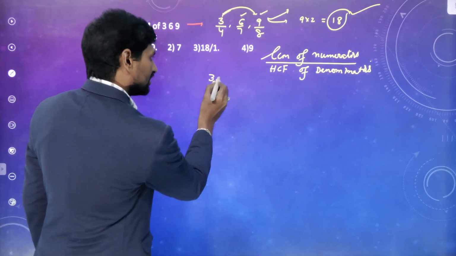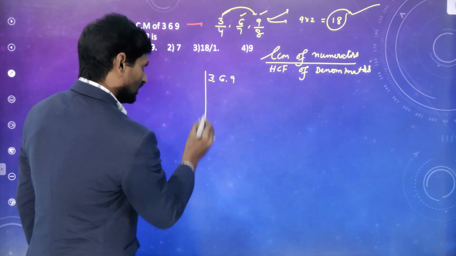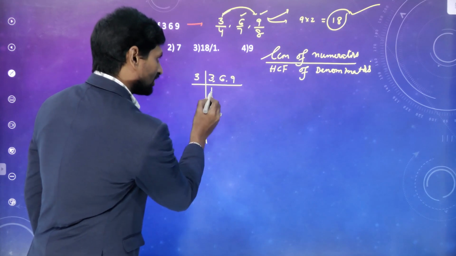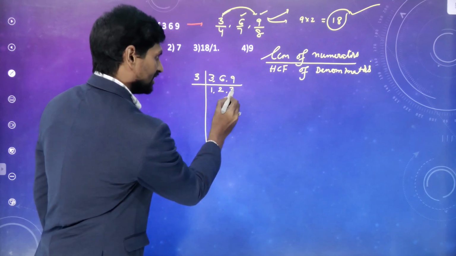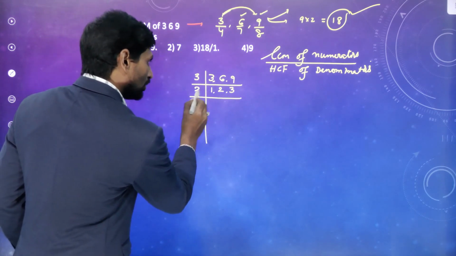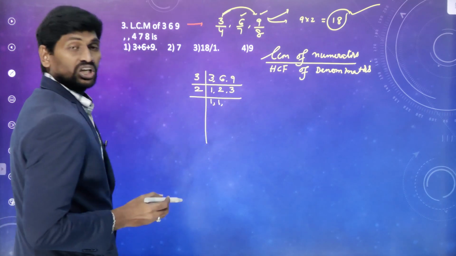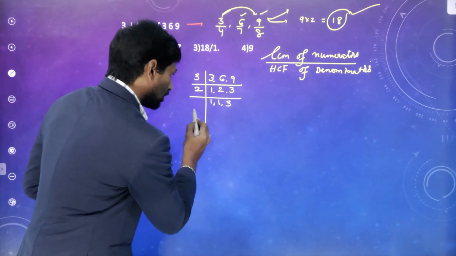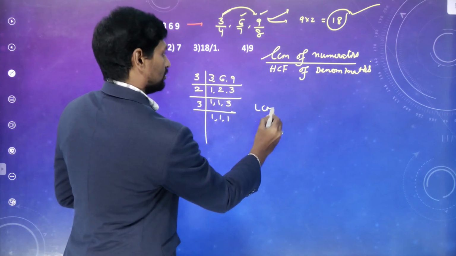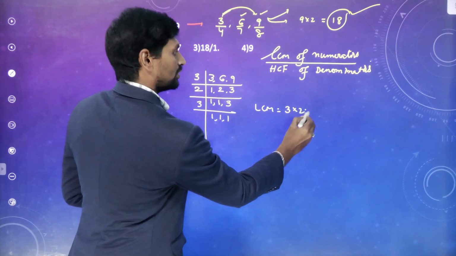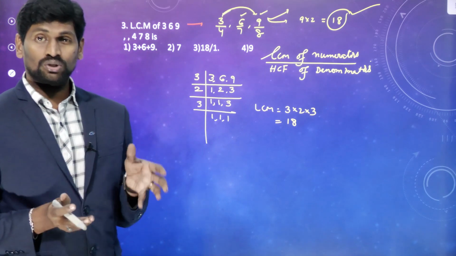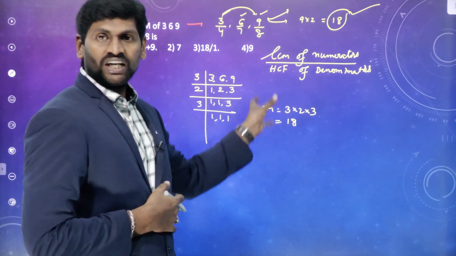Or else we can check 3, 6, 9 together, regular division method, synthetic division method. 3 is a prime number. 3 1s are 3, 3 2s 6, 3 3s 9. Again, we can use 2 as a prime number. 2 is not coming in 3 table. As it is, we can write now 3 table. All ones. So LCM equals 3 into 2 into 3. 3 2s 6, 6 3s is 18. Same answer.